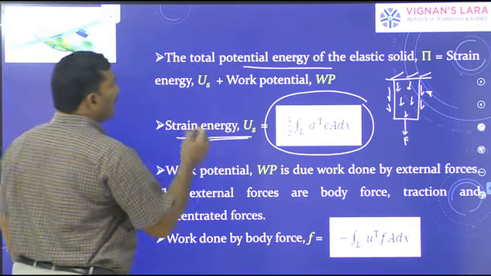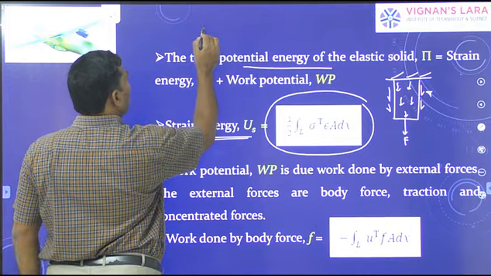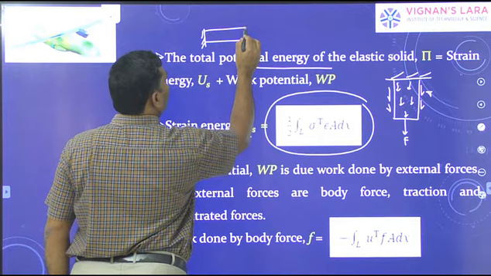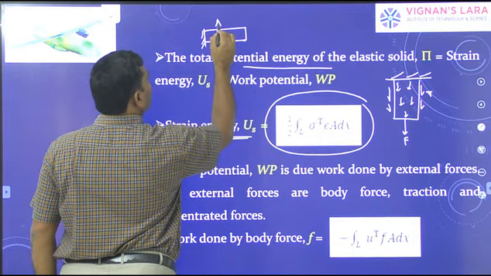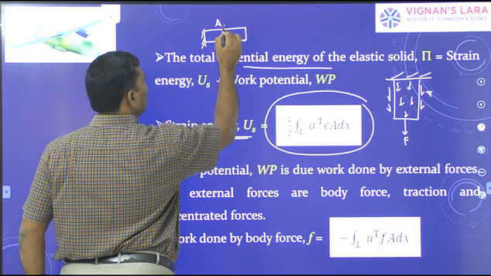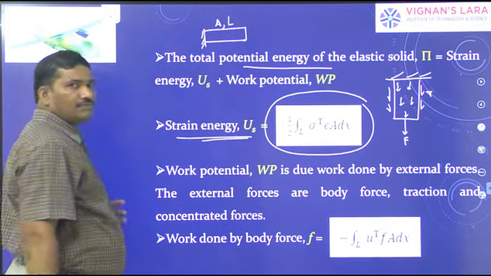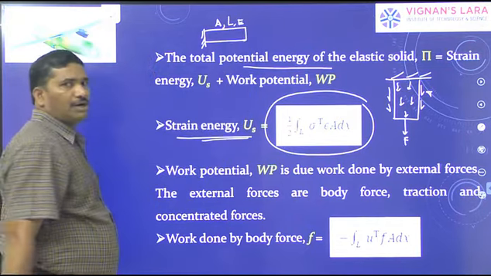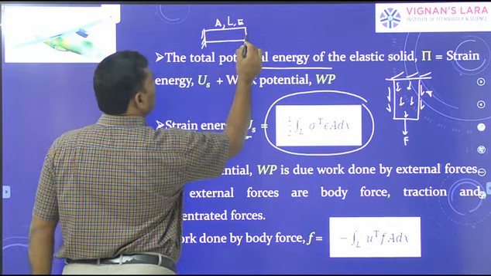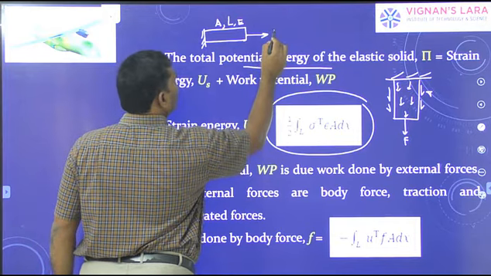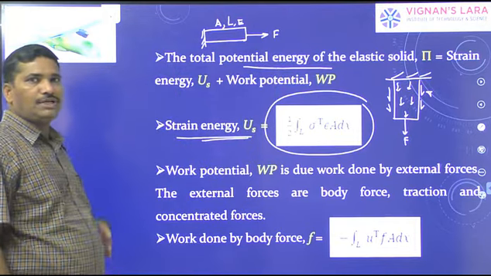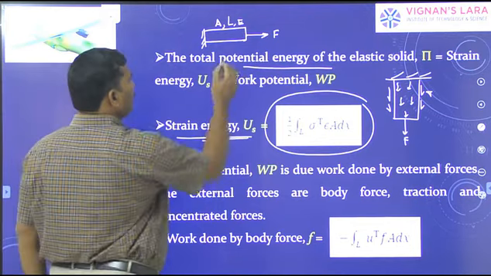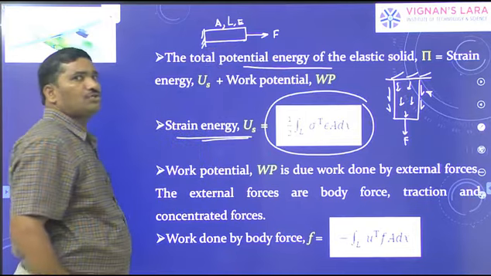Now what I do is, I take a bar of uniform cross section. What is A? The cross section area of the bar. Now L is the length of the bar. Okay. Now E is Young's modulus of the bar. Assume that this bar is subjected to an axial force F. Okay. Now, what is my interest? My interest is to determine the strain energy of this elastic solid.